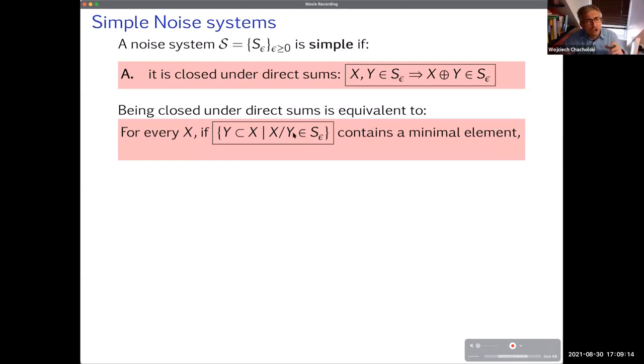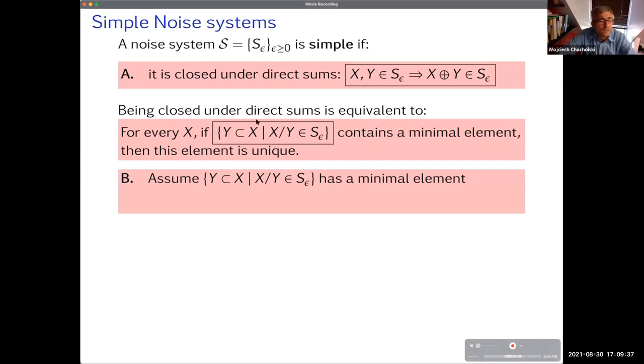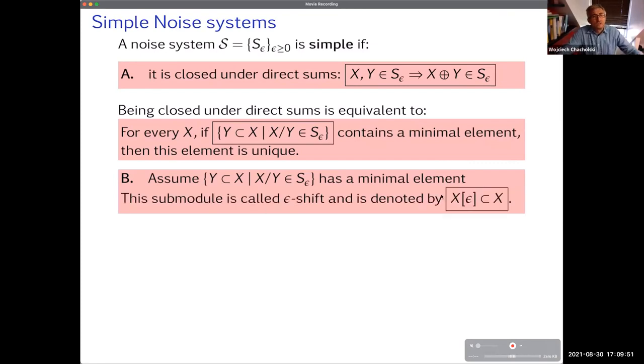The existence I do not know, but condition A, being closed under direct sums, is equivalent to saying that if such a minimal element exists, then it has to be unique. Condition A is equivalent to the uniqueness of the minimal element in this poset. But it doesn't guarantee existence. So for simple noise systems, you have to assume as an axiom that it has a minimal element, which has to be unique by condition A. We call this submodule the epsilon shift and denote it x square bracket epsilon.